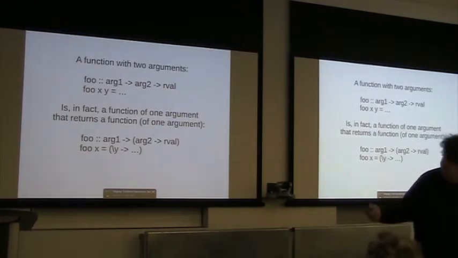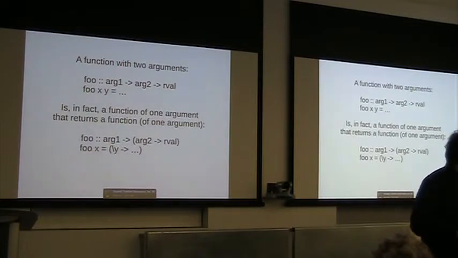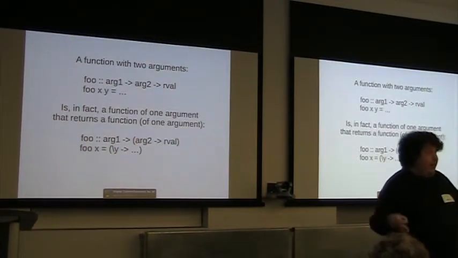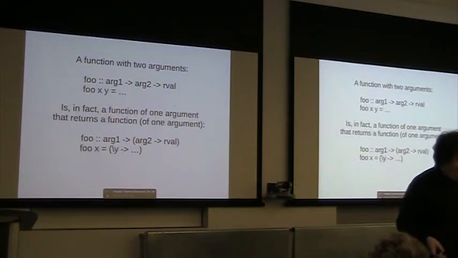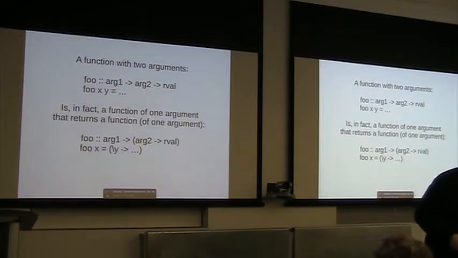Well, a function with two arguments doesn't actually take two arguments. It takes one argument, and it returns a function that takes one argument and returns the value. So that's how we get around the, oh, functions only take one argument. How do they take two arguments? You pass one, and it returns a function.